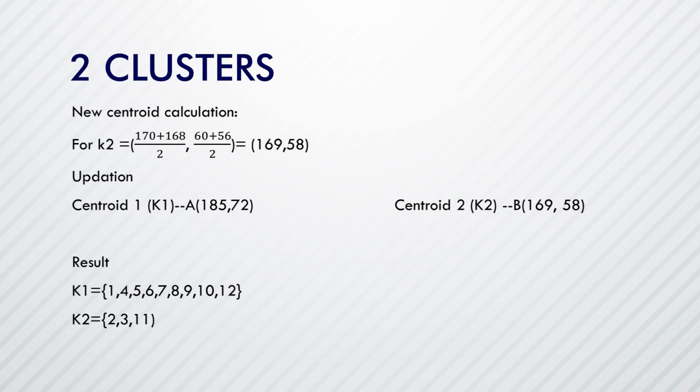You perform this process on and on, and when you stop you will find the result: cluster 1 contains persons 1, 4, 5, 6, 7, 8, 9, 10 and 12, and cluster 2 contains 2, 3 and 11. Points 2, 3 and 11 are very close to each other.